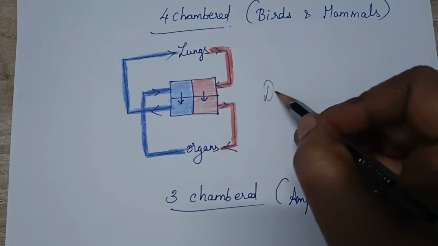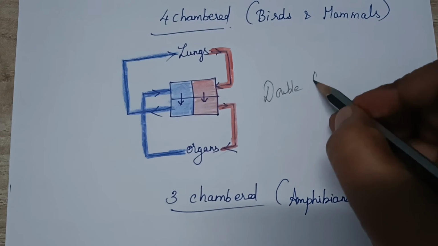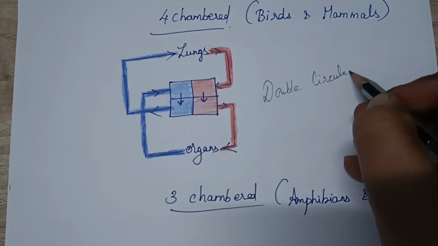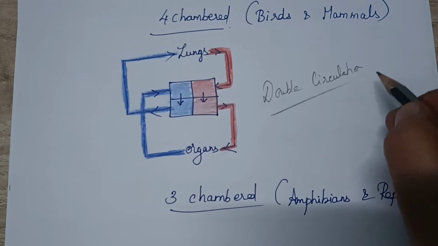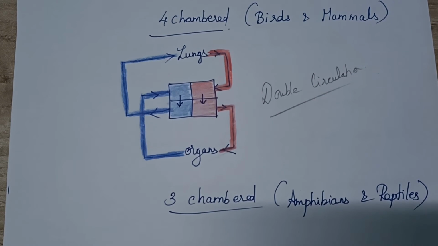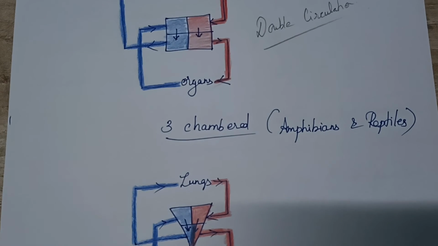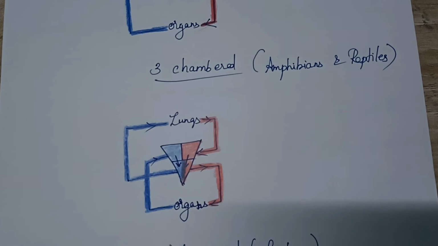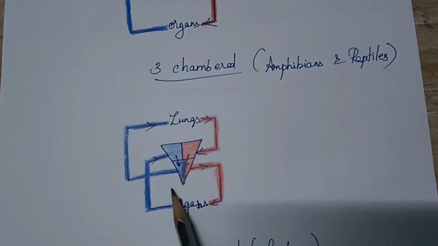So this is called double circulation. Actually, it is a closed circulation system. It is not an open-ended, open system. This is a closed double circulation. In case of 3 chambered, for your easy understanding, I have drawn a triangle like this.